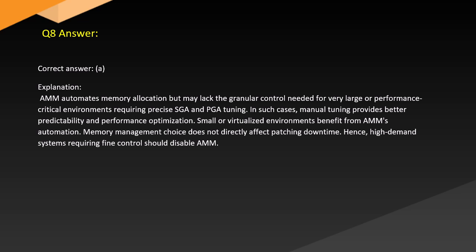Answer. Correct answer: A. Explanation. AMM automates memory allocation but may lack the granular control needed for very large or performance-critical environments requiring precise SGA and PGA tuning. In such cases, manual tuning provides better predictability and performance optimization. Small or virtualized environments benefit from AMM's automation. Memory management choice does not directly affect patching downtime. Hence, high-performance systems requiring fine control should disable AMM.